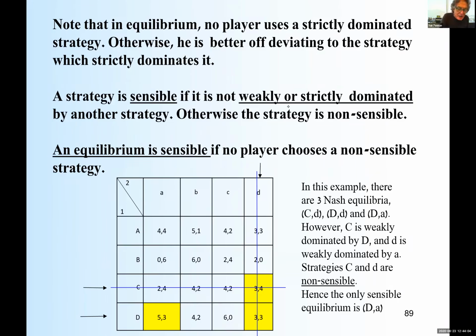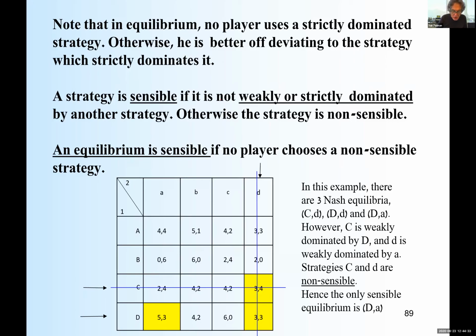Again, in equilibrium, it's impossible that you choose a strictly dominated strategy. Otherwise, if you have a strictly dominated strategy and you use it, it's not an equilibrium because you're better off deviating to the one that strictly dominates it. So I should actually say an equilibrium is sensible if no player chooses a non-sensible strategy or weakly dominated strategy.